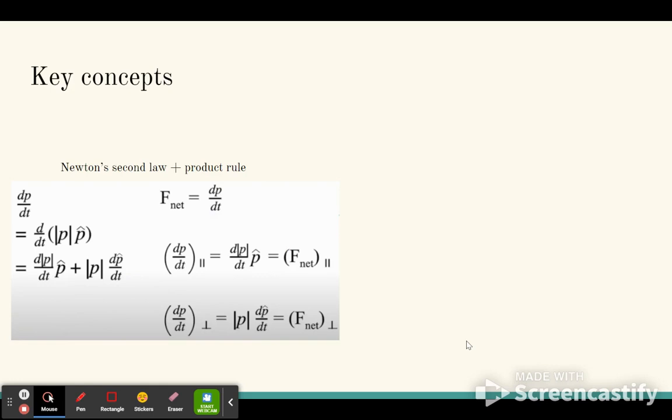For this lab, you need to know Newton's second law as well as the product rule. And so as you can see here, to derive Newton's law, you have to use the product rule and the derivative of the momentum, which comes from the mass and the velocity. And with Newton's second law, you can determine the force on an object based on the change in momentum of that object. And with momentum, you can also find velocity and position and other things.